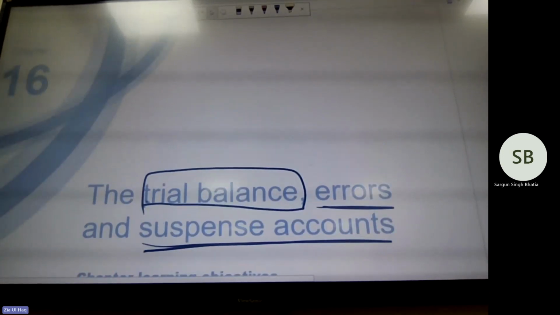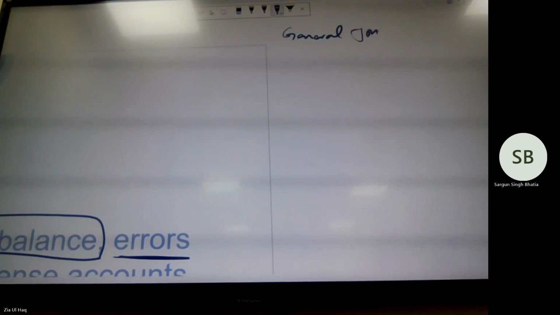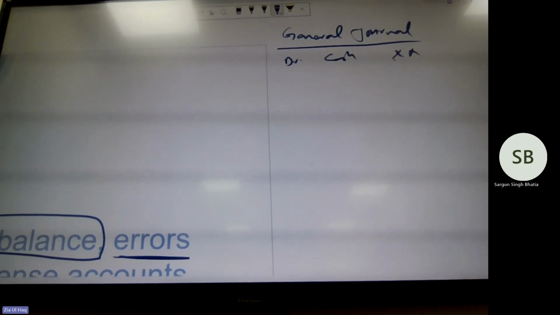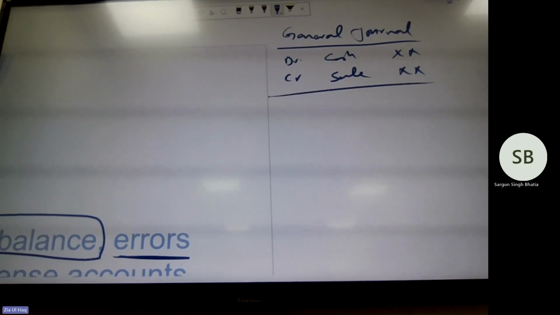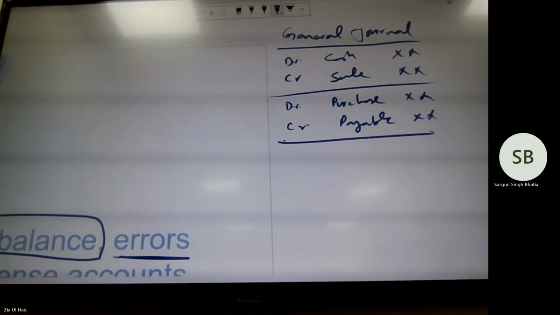For every transaction, we record the journal entry. That is called the general journal. Like debit something, suppose cash, credit something, suppose sales. Next entry, debit something, suppose purchases, credit something, suppose payables for credit purchases.